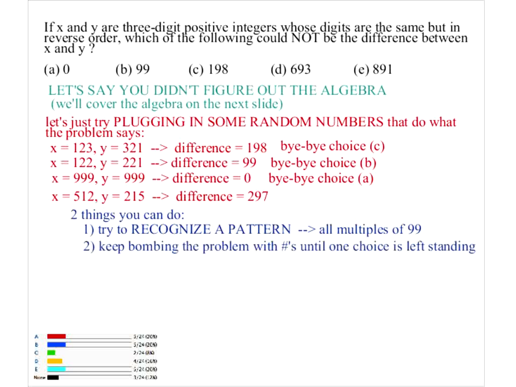So if you just keep doing that, eventually you'll get to something like this. 801 and y equals 108 or something like that. 841, someone put in the box, so let's use what people are putting in the box. So if you do that, then the difference is 693 by choice D. So E wins.